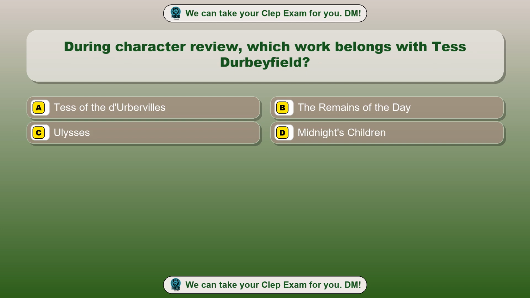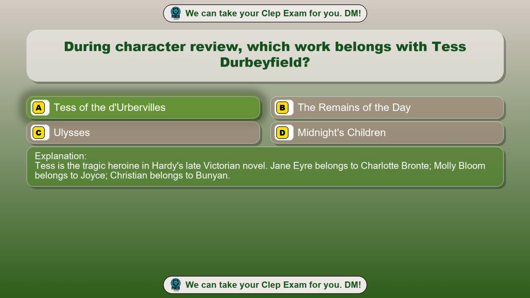Question 23. During character review, which work belongs with Tess or Bayfield? Option A. Tess of the D'Urbervilles. Option B. The Remains of the Day. Option C. Ulysses. Option D. Midnight's Children. The correct answer is option A. Tess of the D'Urbervilles. Tess is the tragic heroine in Hardy's late Victorian novel. Jane Eyre belongs to Charlotte Bronte, Molly Bloom belongs to Joyce, Christian belongs to Bunyan.